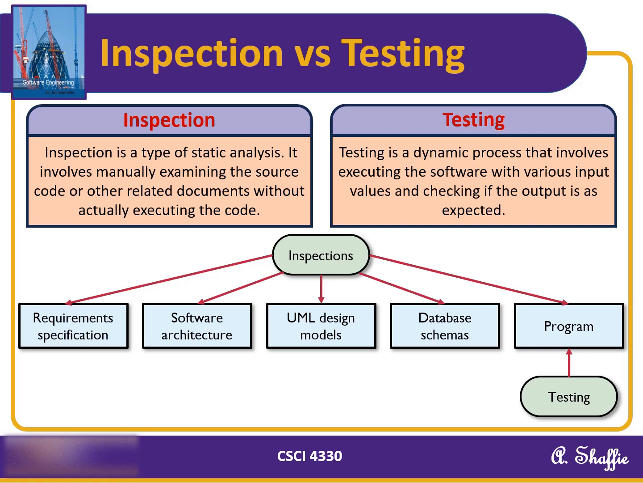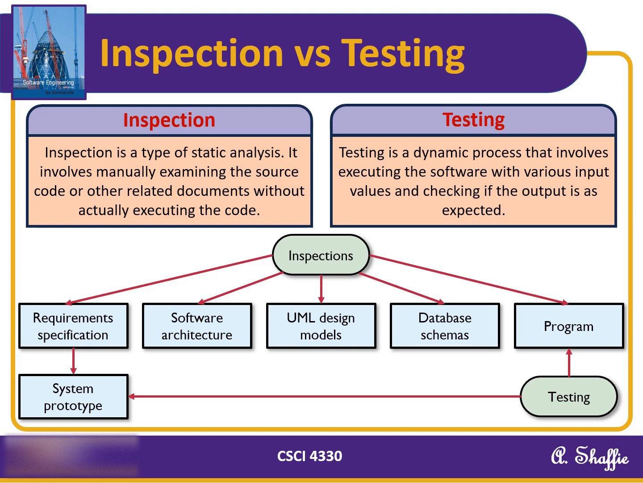For example, testing can sometimes be involved in the requirement specification stage. Think about this for a moment. When could this happen? It could happen when we are building a system prototype. In this case, the testing process can be involved since there is a functional program that we can test or we can evaluate.